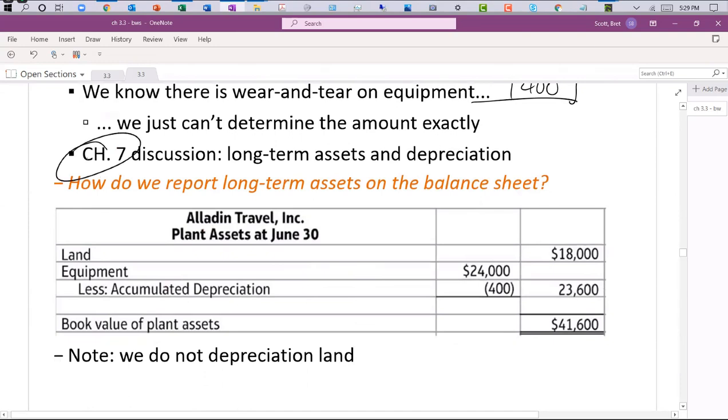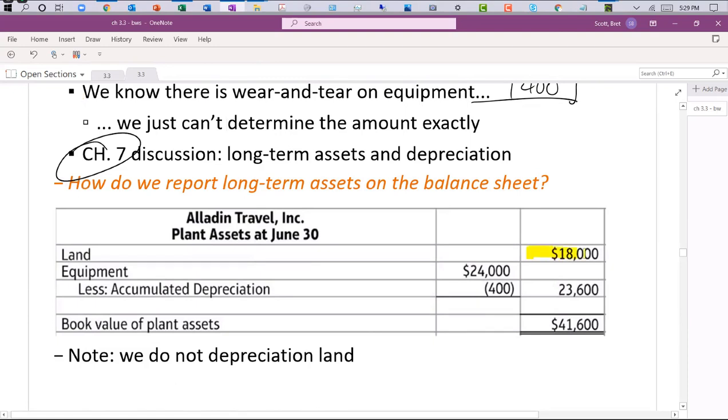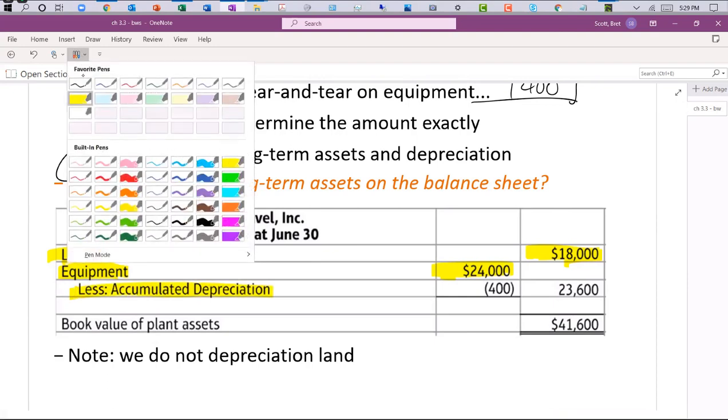Chapter 7 will discuss this in more detail, but if we want to see how it's represented in the balance sheet, realize that land is not depreciated. We'll leave that one alone. For anything that does depreciate, like equipment, we're going to put it off into a left-hand column for the amount of cost. And then right below it, we'll say less the theoretical wear and tear.